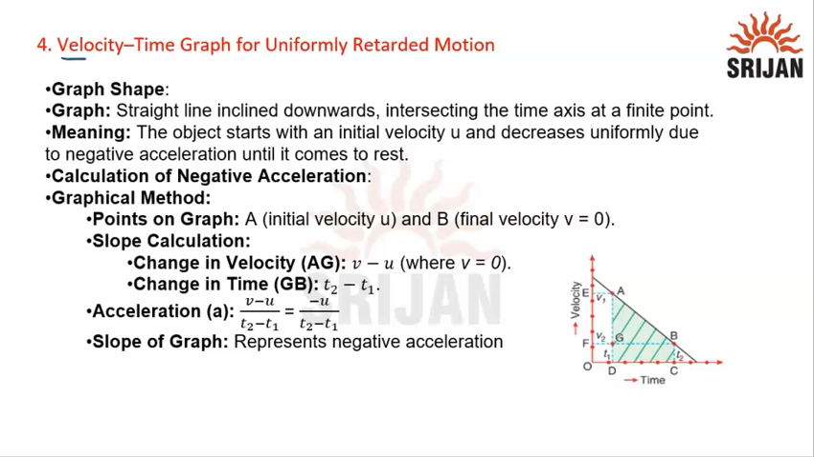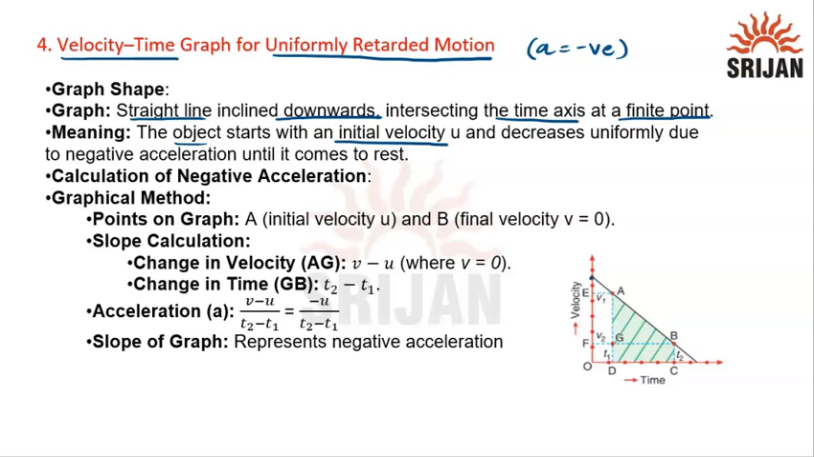Next category is the velocity time graph for uniformly retarded motion. In uniformly retarded motion, the acceleration is negative because the velocity is decreasing but at a uniform rate. So again, the graph represents a straight line which is inclined downwards and intersecting the time axis at a finite point, and the point at which it intersects the time axis means the object has stopped. The object starts with an initial velocity u.